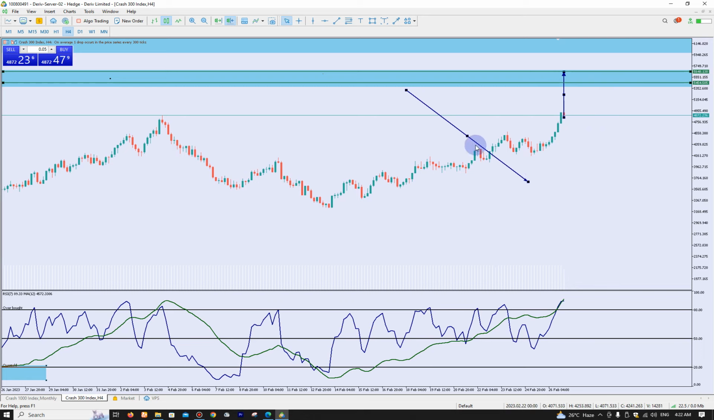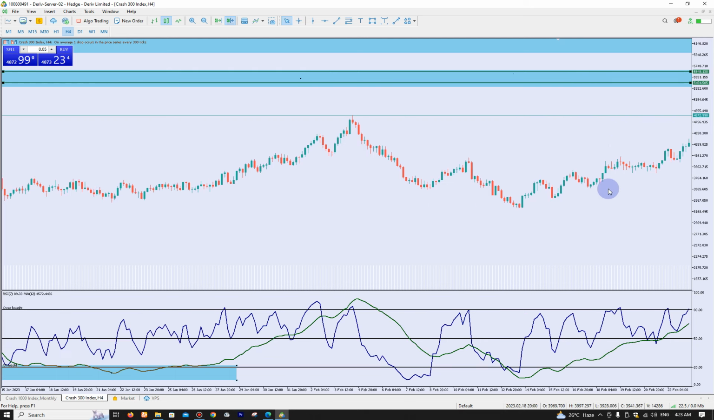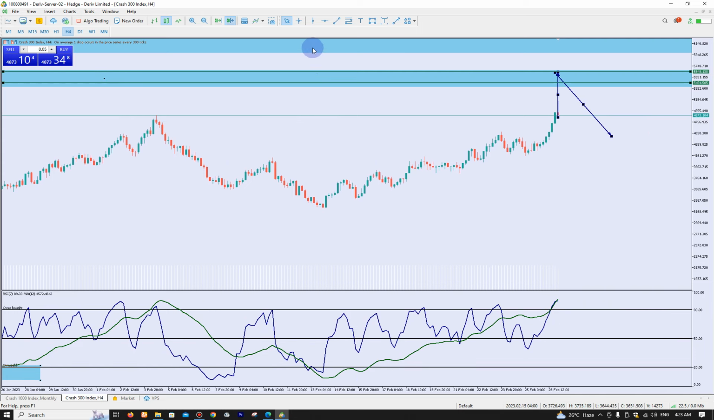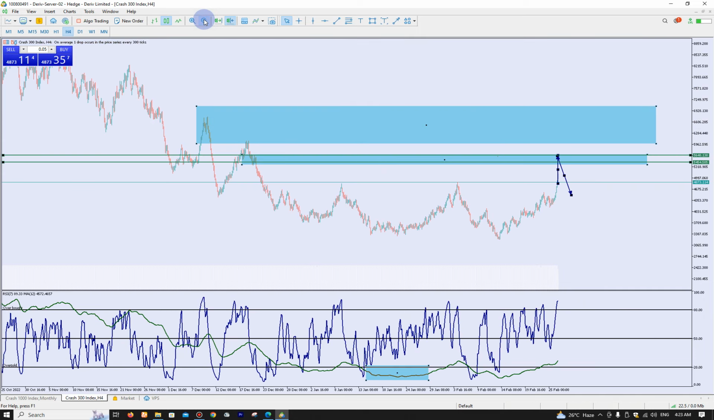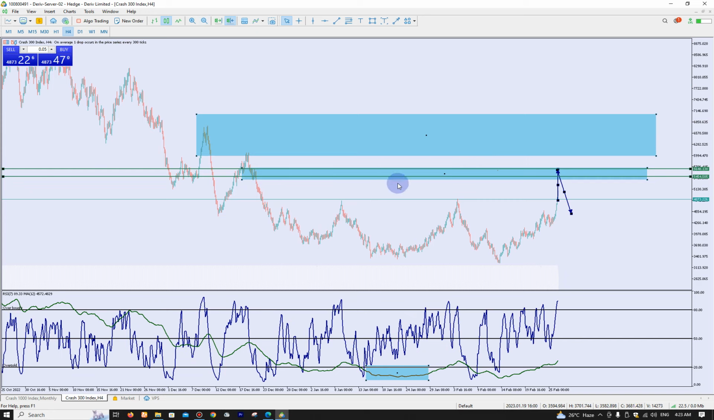Let me take this off. Okay, let me reduce this a little. Within this zone, price is going to come within this zone. It's going to come within this zone. You can actually minimize this. Look for the key level where price can actually push back into the zone, push back into the upward move.